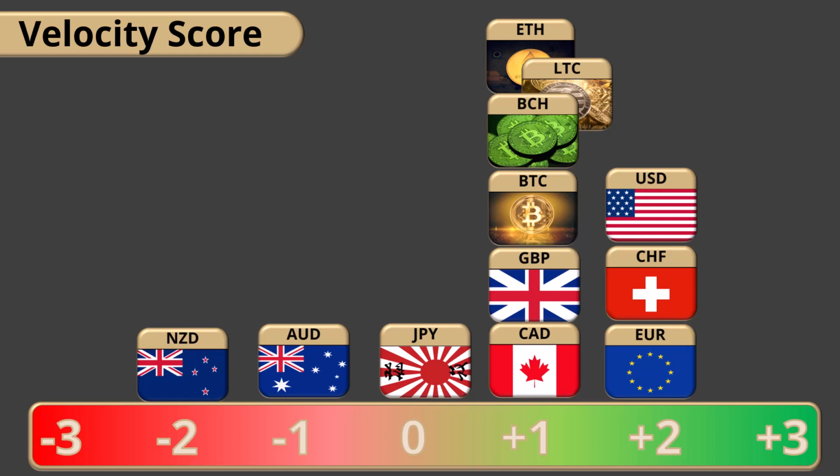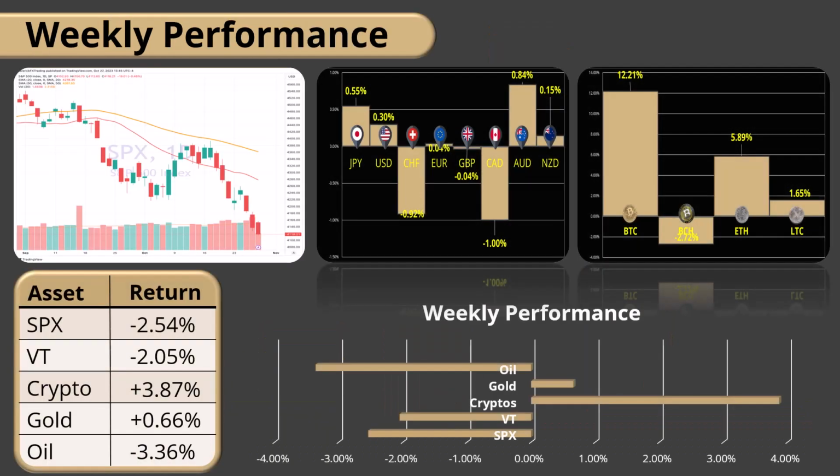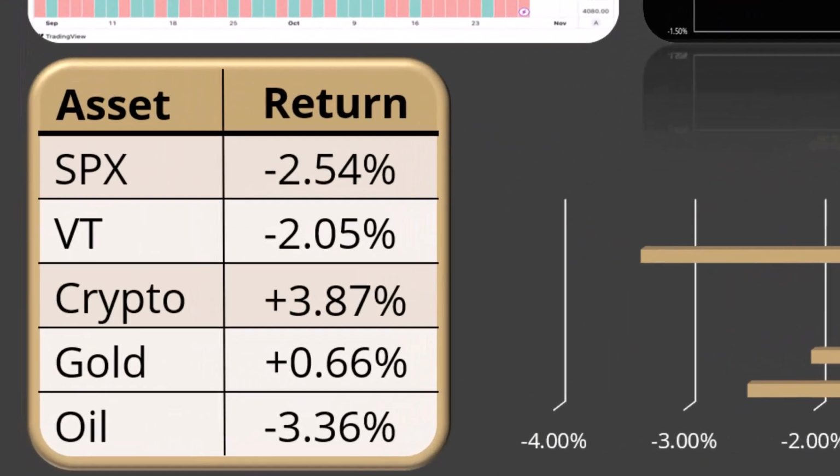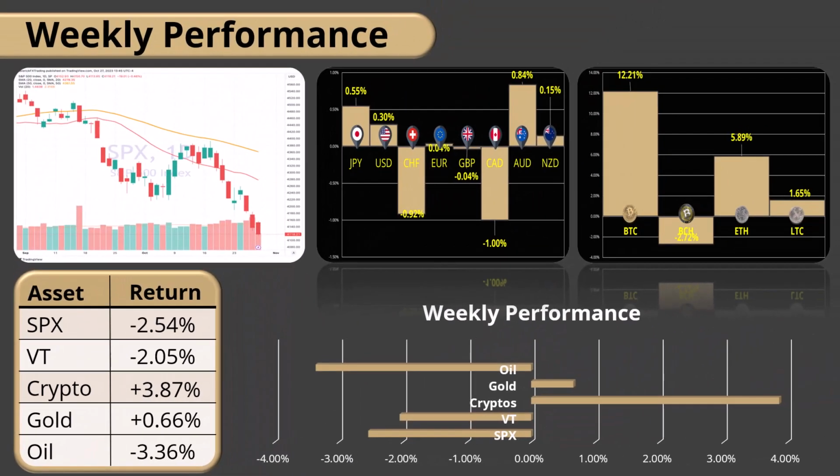So last week, we had a really, really ugly performance in the stock market. S&P down 2.5%, World Index down 2%. But take a look at cryptos. Cryptos did really good last week. Gold up. Oil was super volatile. Pretty much every day it was up or down 2 or 3%. By the end of the week, it was down 3%.